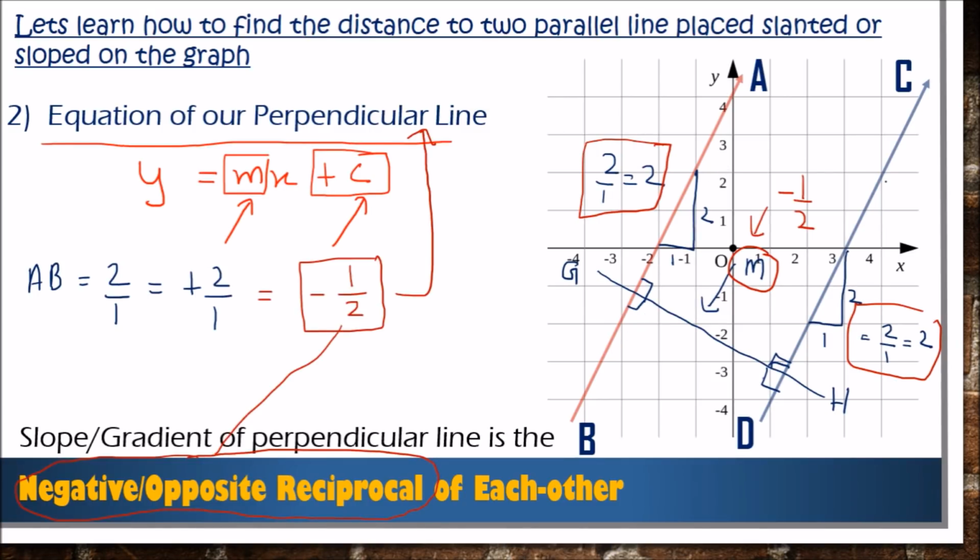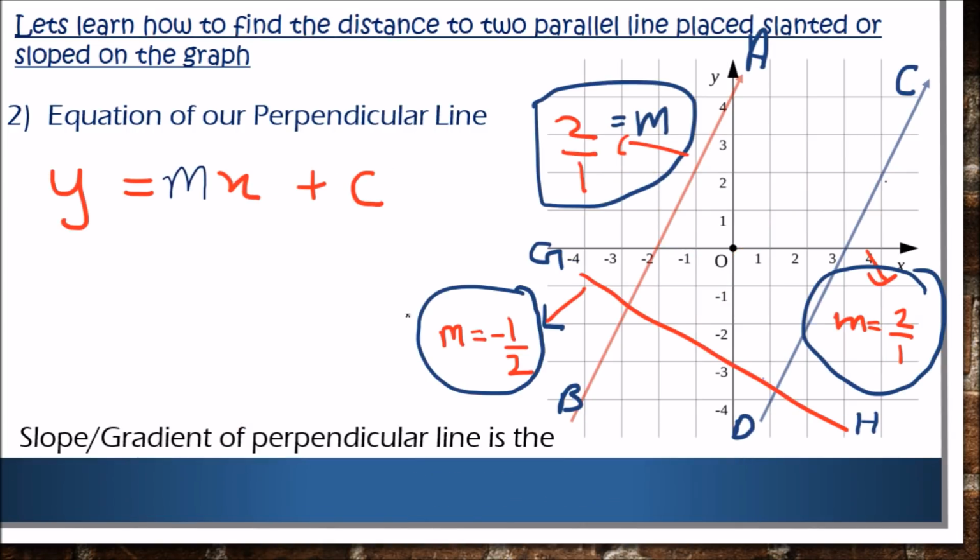So what will be the negative or opposite reciprocal of plus 2 over 1? Plus will change to minus, and 1 will become numerator and 2 will become denominator. So this is called the negative or opposite reciprocal of the slope of line AB or CD, and this will be the slope of our perpendicular line. So the slope of this line will be minus 1 over 2.